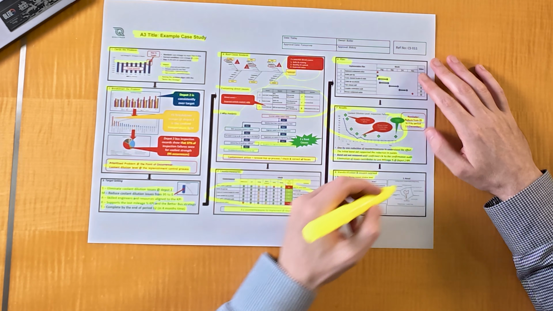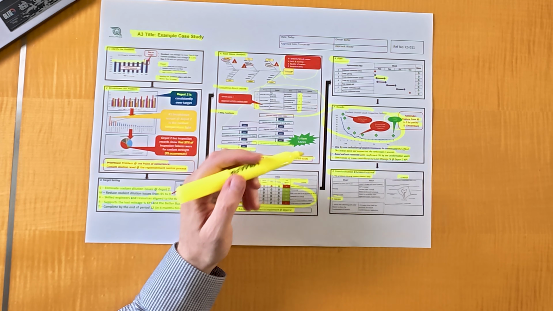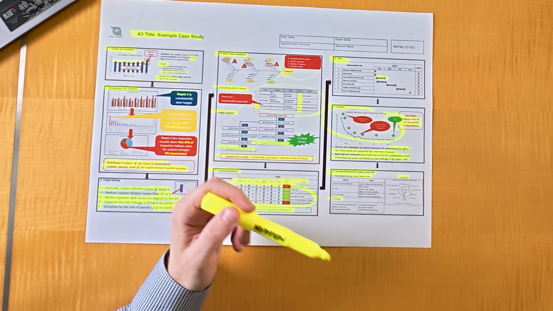And the last part is what's called self-reflection, Hansei. And this looks at 2 things. The next time I do this, can I improve the way I use the practical problem solving process? That's point 1. And point 2, can I be a better leader, a better facilitator?